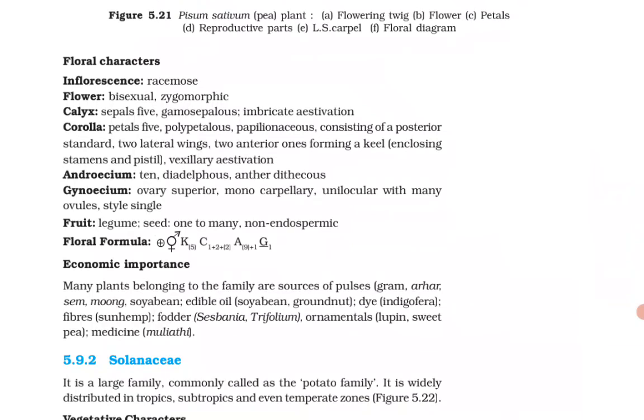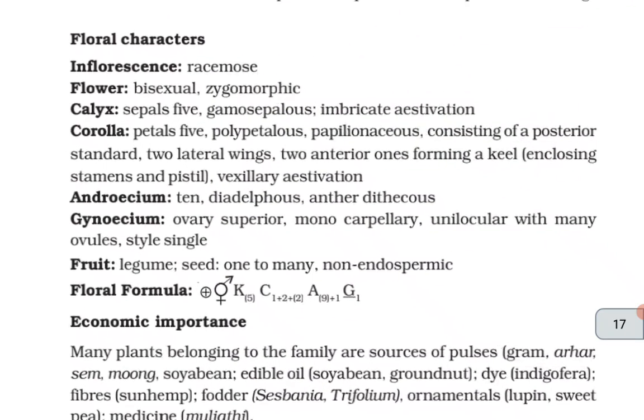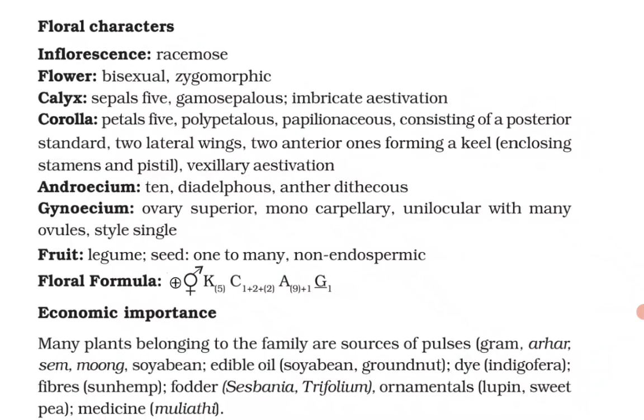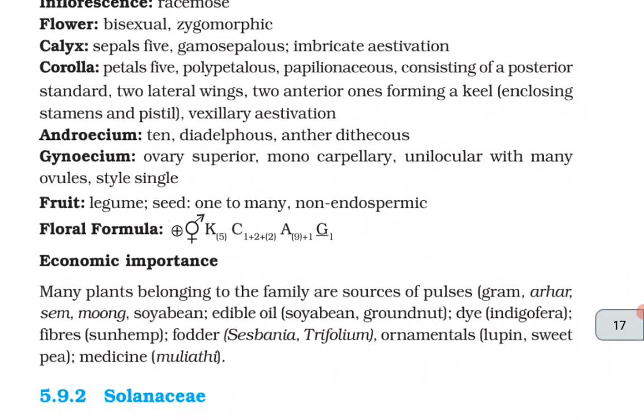Floral characters. Inflorescence: racemose. Flower: bisexual, zygomorphic. Calyx: sepals 5, gamosepalous, imbricate aestivation. Corolla: petals 5, polypetalous, papilionaceous, consisting of a posterior standard, 2 lateral wings, 2 anterior ones forming a keel enclosing stamens and pistil. Vexillary aestivation.